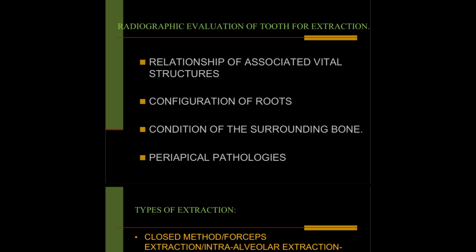Then comes, that was clinical assessment. Then we have to go for radiographic evaluation. So, relationship of associated vital structures. What all you have to see in the radiograph is configuration of roots, condition of the surrounding bone, periapical pathology. You have to check for any periapical pathology. What's the configuration of roots, if it's curved, if it's straight, right? Condition of the surrounding bone, if there is any bone pathology in the patient, you have to check it.